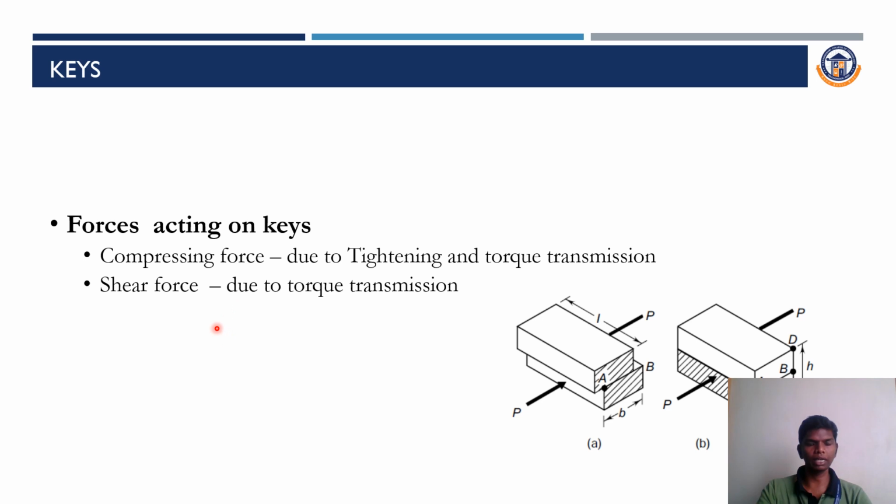What are the forces acting on the keys? They are compressing force and shear force. Compressing force happens due to the tightening and torque transmission. Shear force happens due to the torque transmission. The diagram clearly shows compression. The first diagram is the compression force. The second one is the shear force.